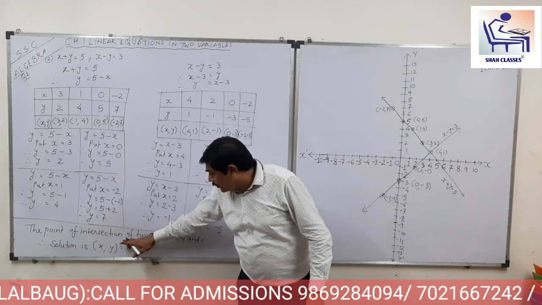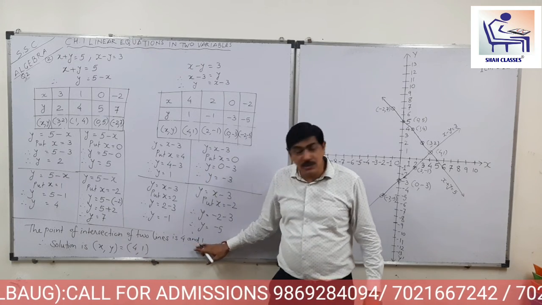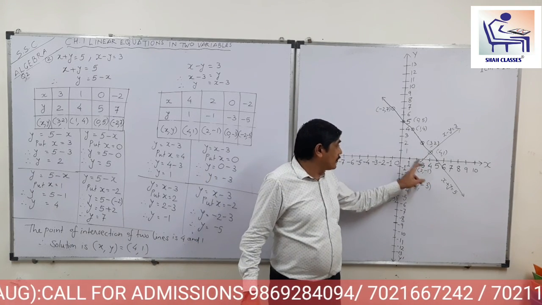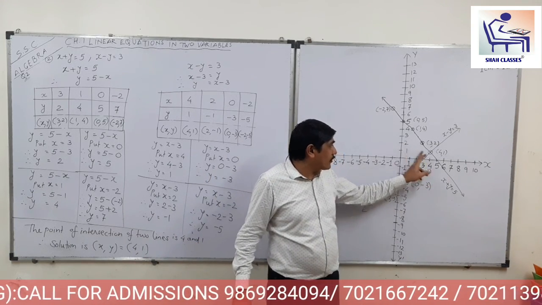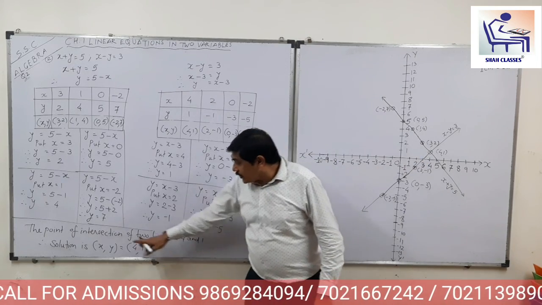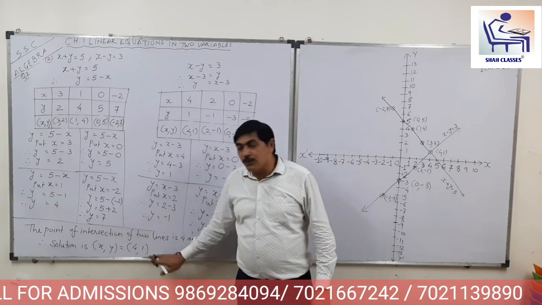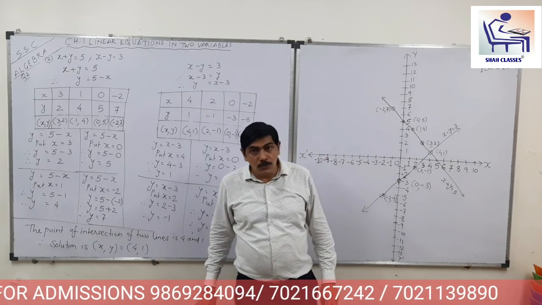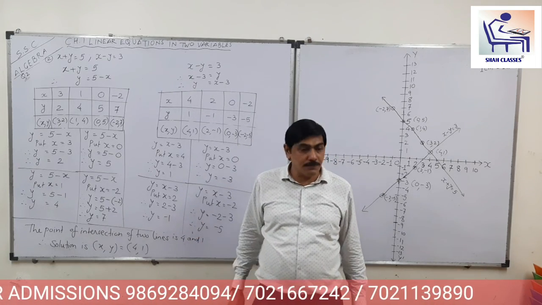So we have to write here the point of intersection of two lines is 4 and 1. So on the x-axis it is 4 and on the y-axis 1. Final answer solution is x comma y is equal to 4 comma 1. Now we have to move towards the third sum.